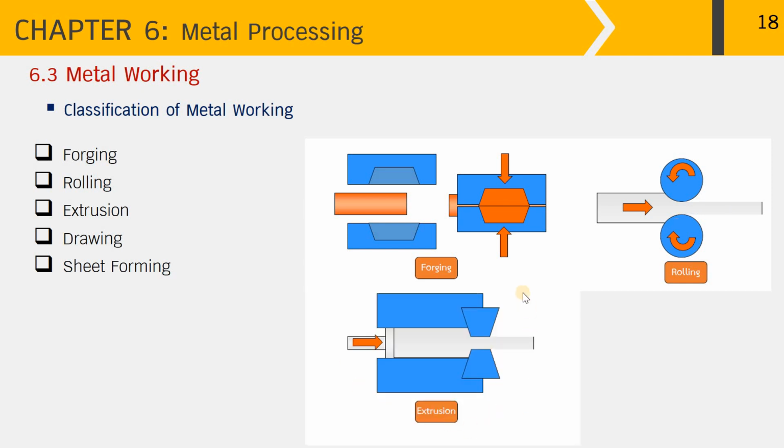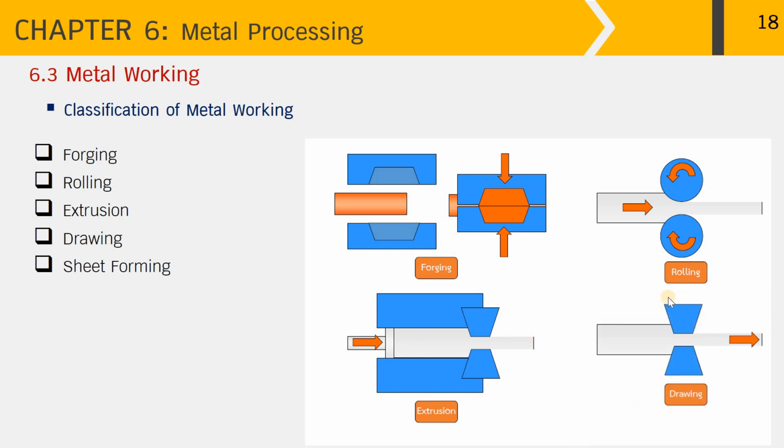And for the extrusion, you can see the setup over here. The metal piece is placed inside the chamber, while the extrusion die is attached onto the right end. The compression force is applied from the left-hand side to push the metal piece to flow through the die opening, and then we will have a bar of smaller diameter.